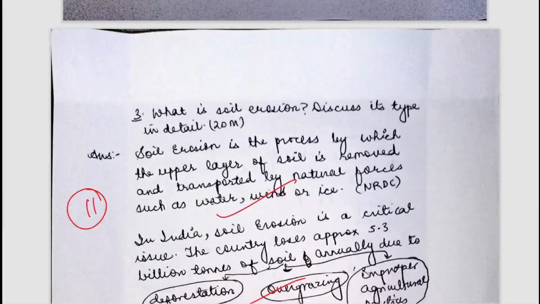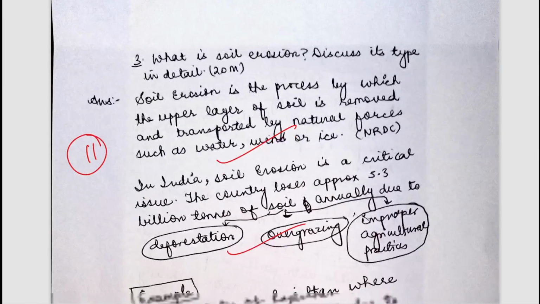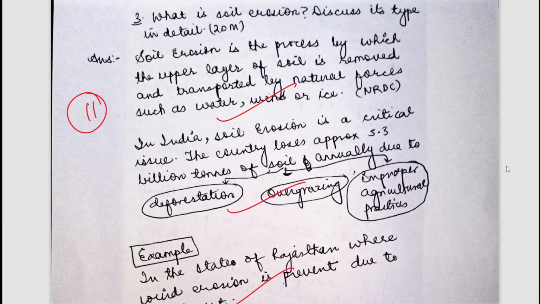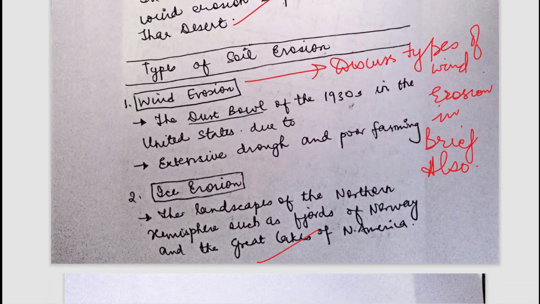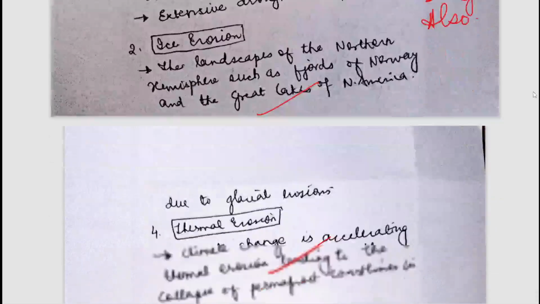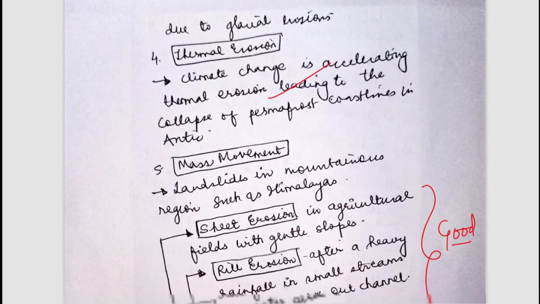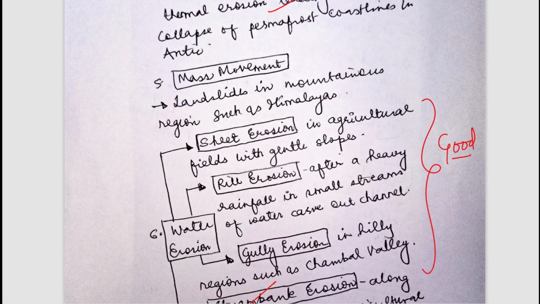The third question was: what is soil erosion? Discuss its types in detail. Let's see how the student has approached the answer. Soil erosion is defined and examples have been written. The types of soil erosion: wind erosion, although the student could have written the types of wind erosion, such as suspension, saltation and creep, which are not mentioned in the answer. Then ice erosion, thermal erosion, and mass movements.